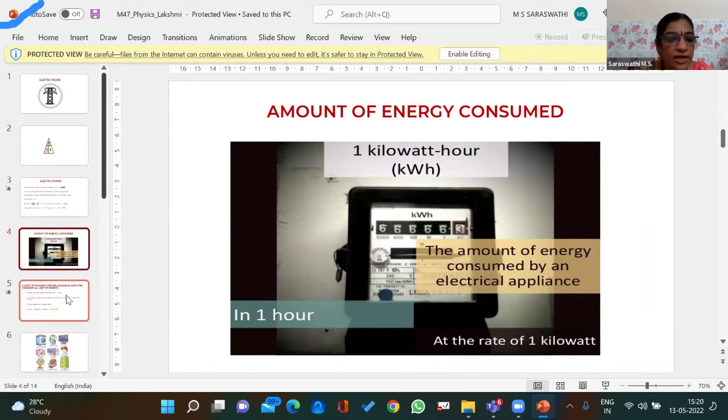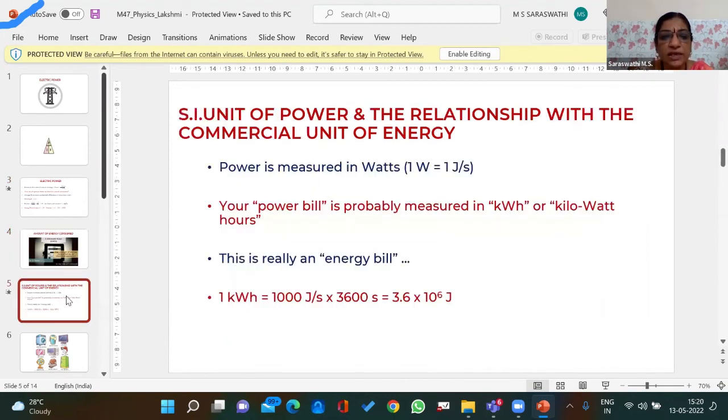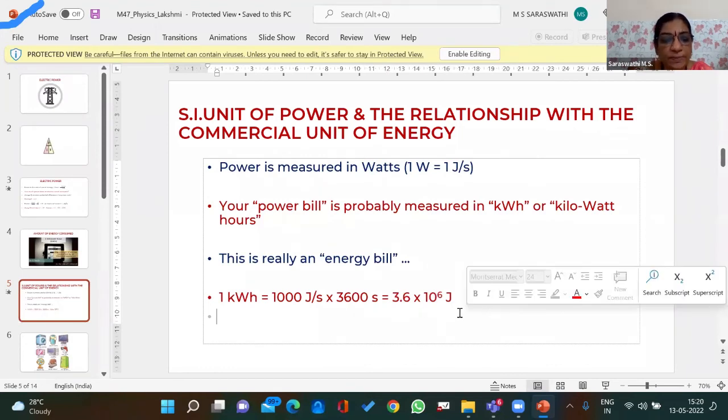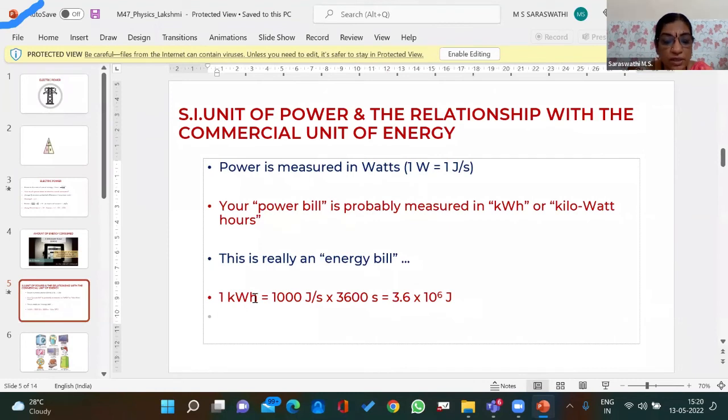So you have higher units of power, energy. Power is measured in watts. And the power bill, normally the electrical bill that we get, it is kilowatt hour. So 1 kilowatt hour is equal to 3.6 into 10 to the power 6 joules. So convert kilowatt into watt. So it will become 1000 watts into hours into seconds. 60 into 60 gives you this.